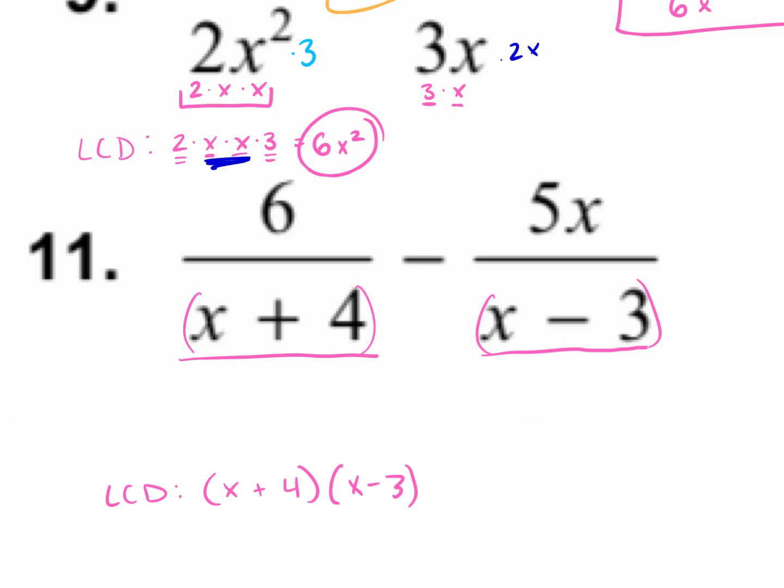What would I do next once I find my least common denominator? Multiply the top and the bottom by what? What they're missing. So what am I missing from the first fraction? x minus 3.